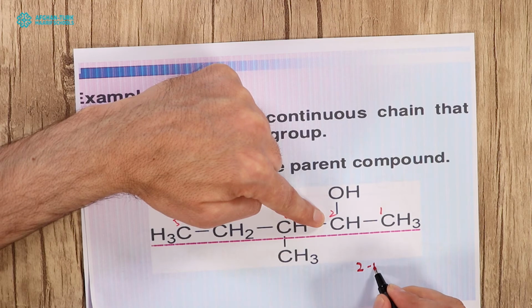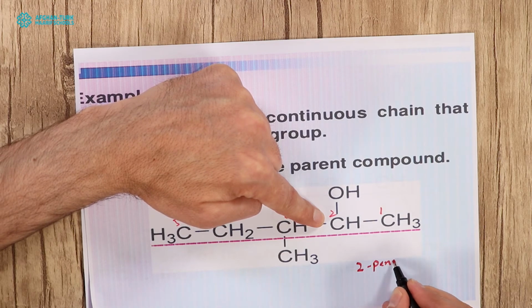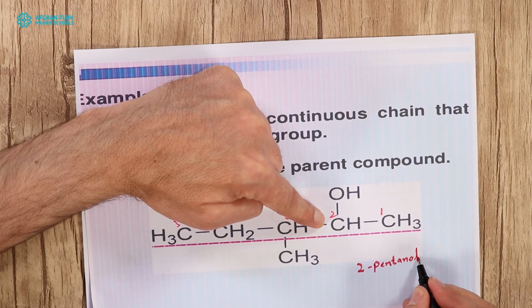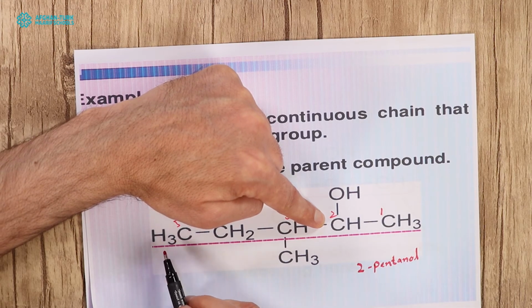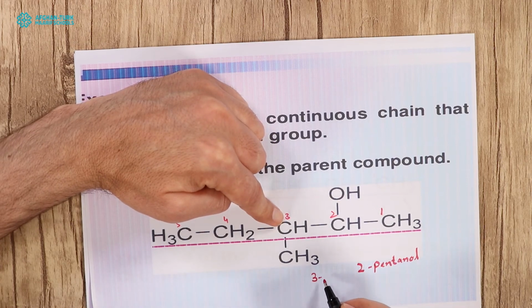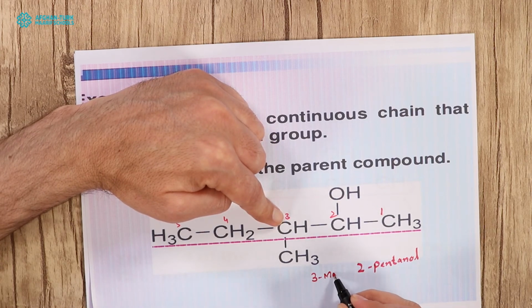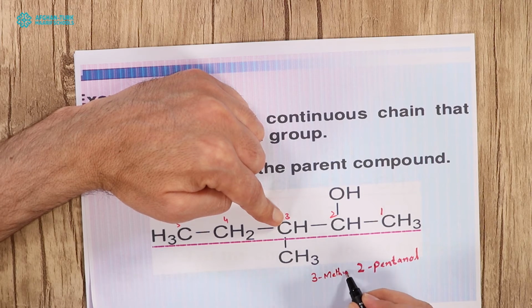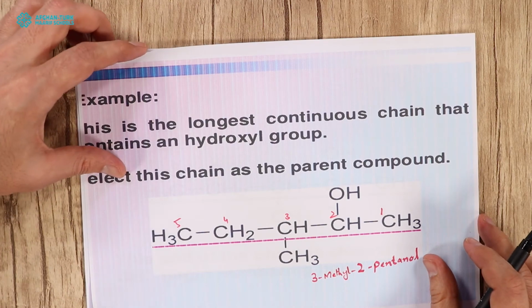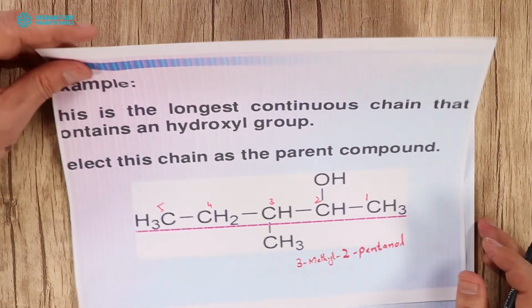Totally it will become 2-pentanol. Pentanol, because 5 carbons are there. How many carbons are here? 5 carbons are here. But on the third carbon you have a methyl group, so 3-methyl. It will become 3-methyl-2-pentanol. Okay, so it will be their name.